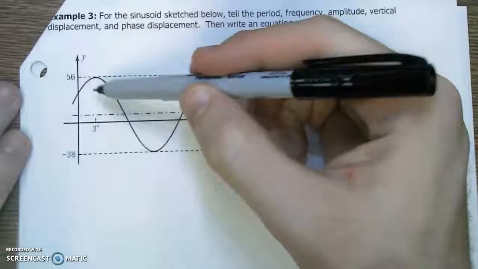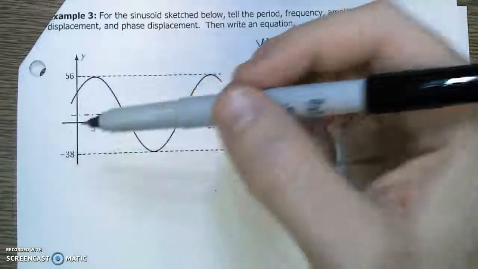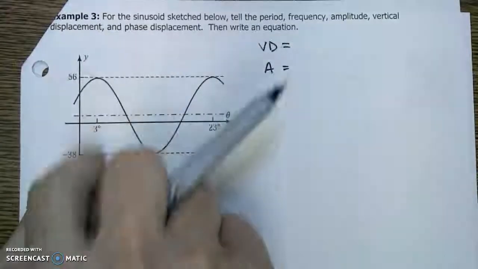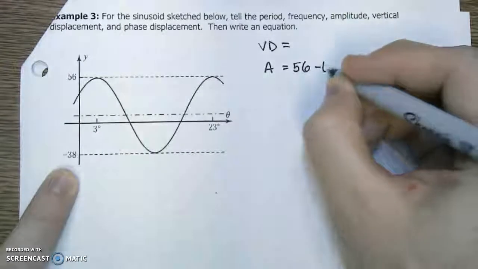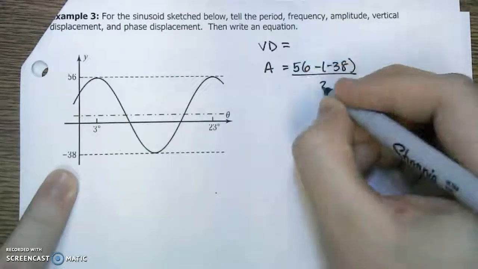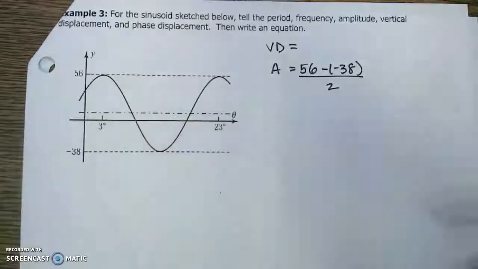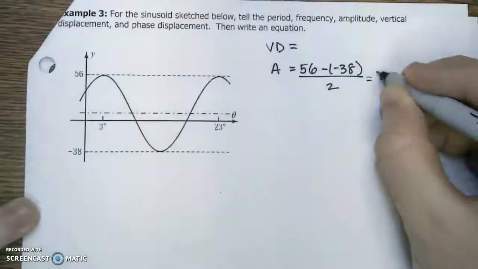From the bottom point to the top point, we have 56 and -38. So if you wanted to find your amplitude, you could find the total distance, which would be the top minus the bottom, and then take half of it, because it's half of the total distance. So here you have 56 minus a -38, which really means you're adding 38, which is a distance of 94 units, and then you take half of that, you get an amplitude of 47.